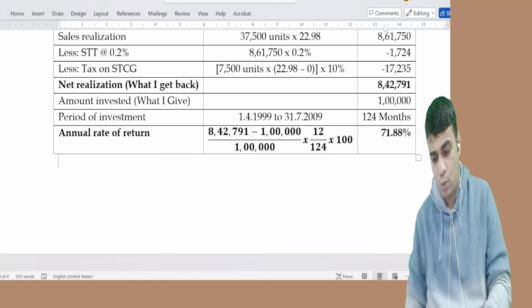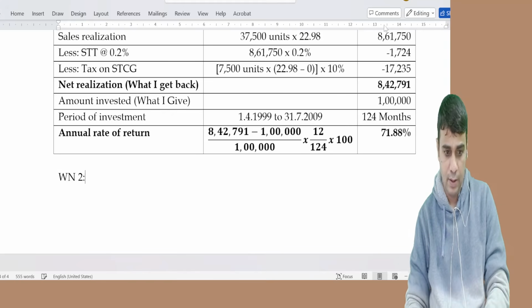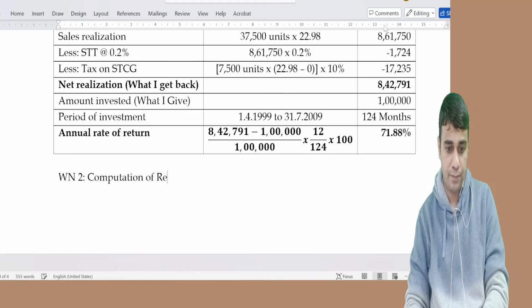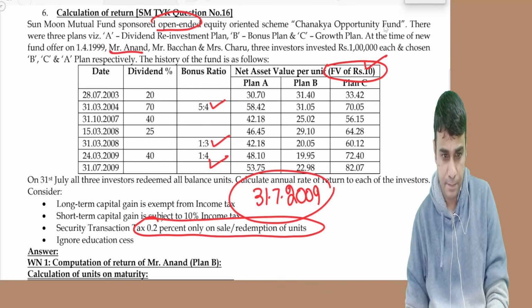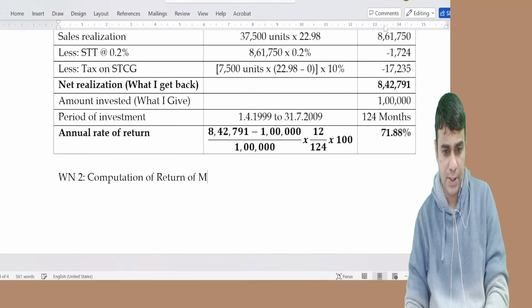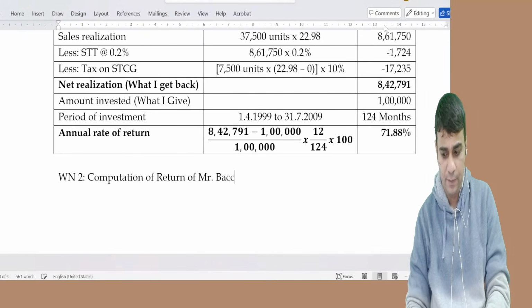Can we proceed? Working note 2, computation of return of Mr. Bachan. You'll have to tell me which plan he has invested in.